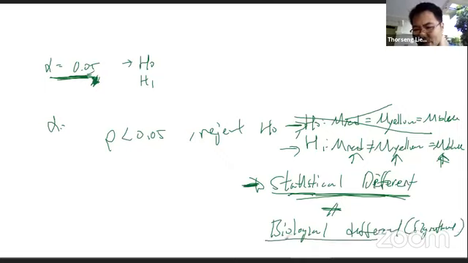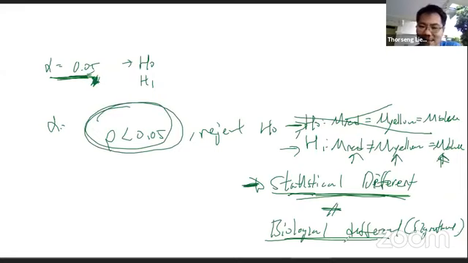So it doesn't mean that the difference is significant from the biological point of view. Just from a statistical point of view, when you do the measurement, it's statistically different, but it's not necessarily biologically different. The difference is not necessarily biologically significant. Maybe the size is different, but it doesn't mean a lot from the biology point of view. So this is the one thing that you have to remember.